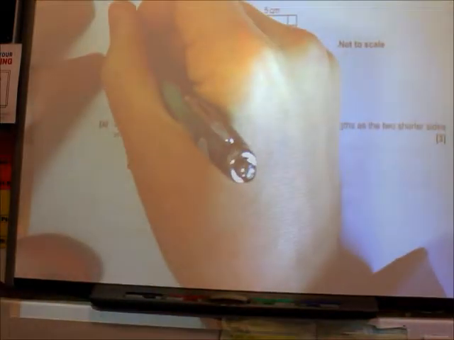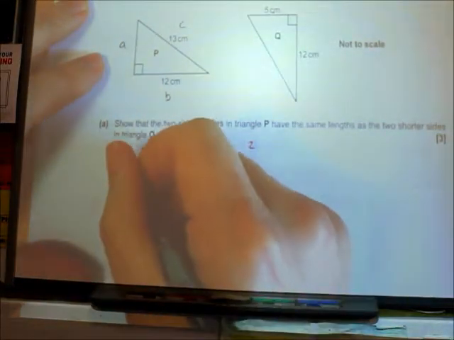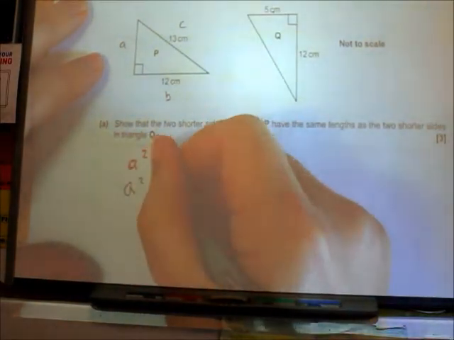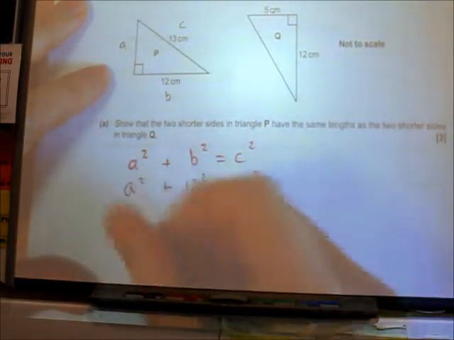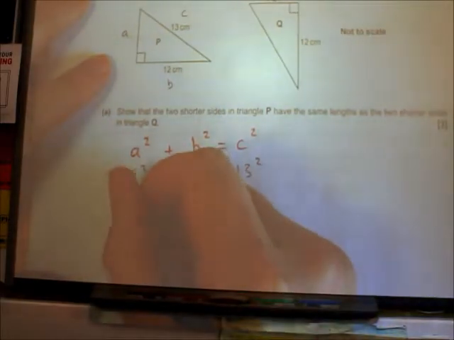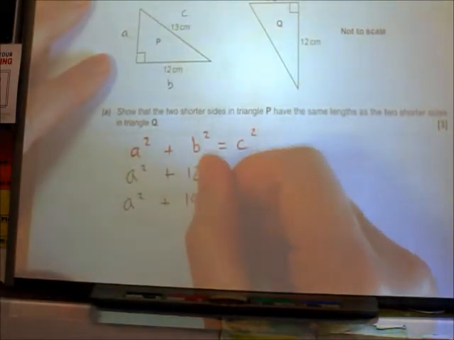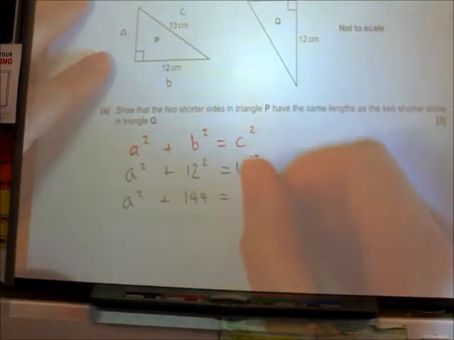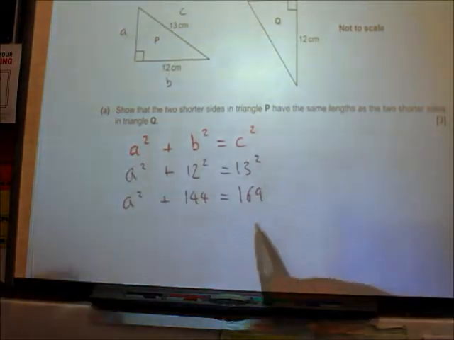Let's label it A, B and C. So A we don't know, so A squared add 12 squared equals 13 squared. So let's just keep moving on down. Show all your workings as you go. A squared add 12 squared, 12 squared is 144. You need to know that. 13 squared is 169. If you don't know that, you need to be able to work it out.